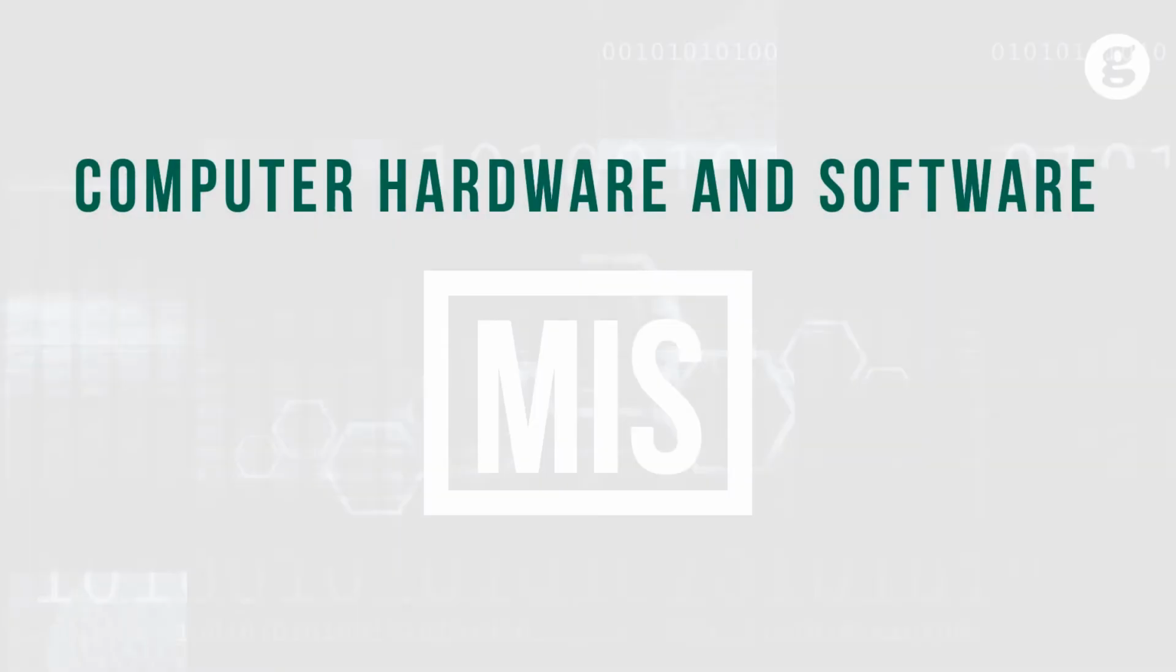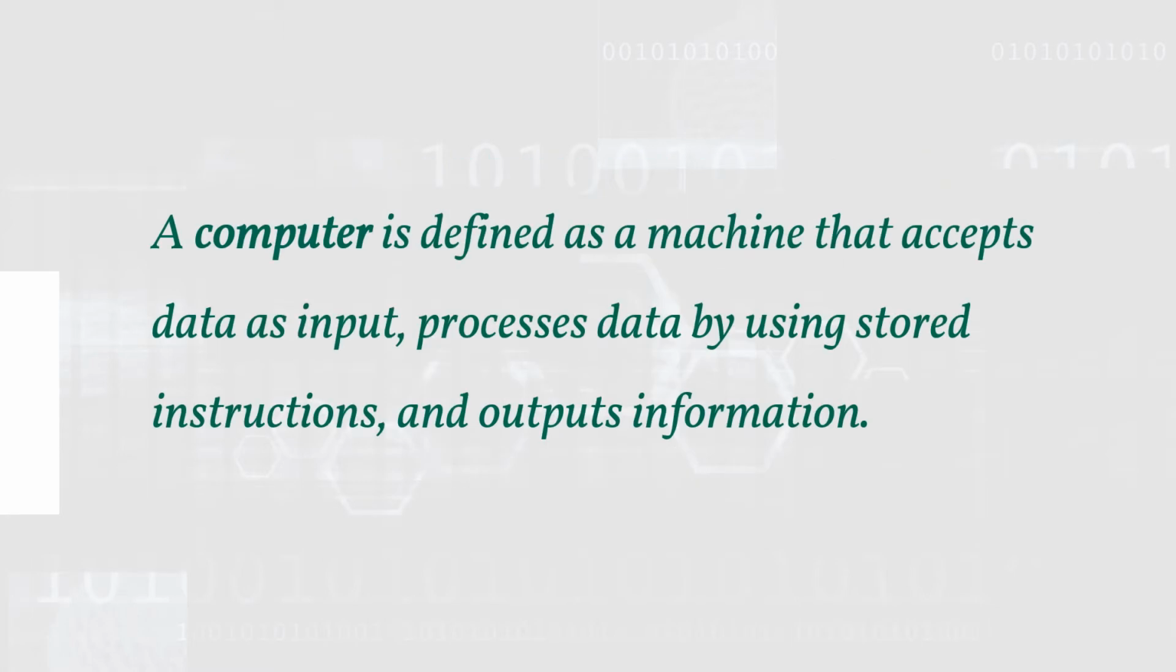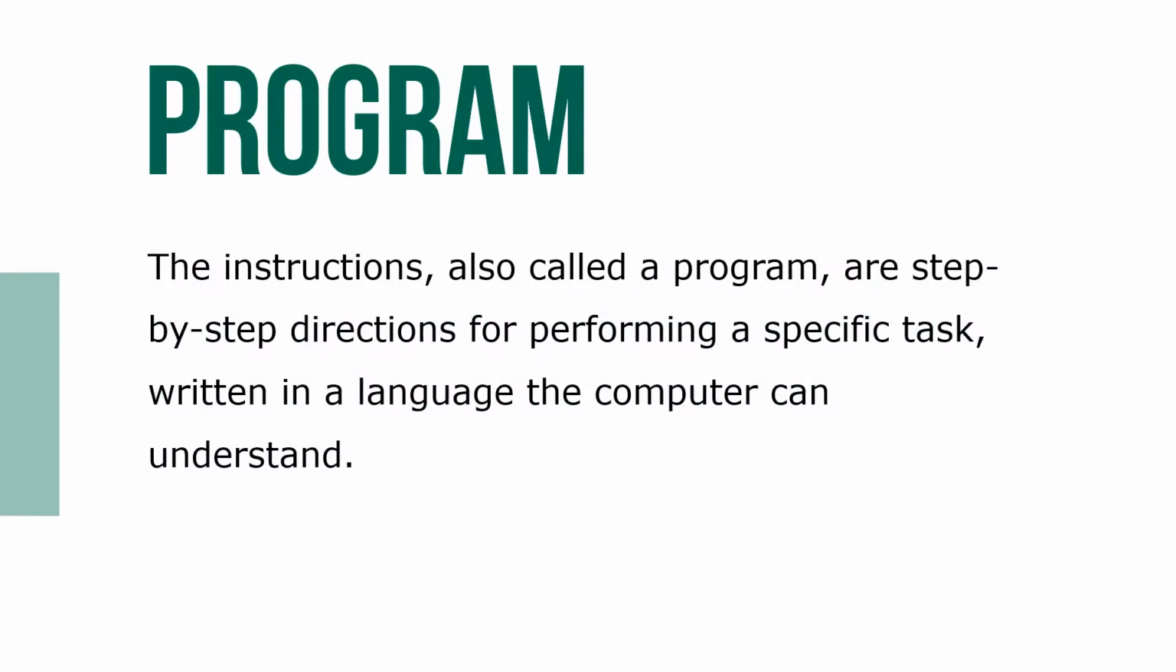Let's define the term computer. A computer is defined as a machine that accepts data as an input and, without human intervention, processes data by using stored instructions and outputs information. The instructions, also called a program, are step-by-step directions for performing a specific task, written in a language a computer can understand.